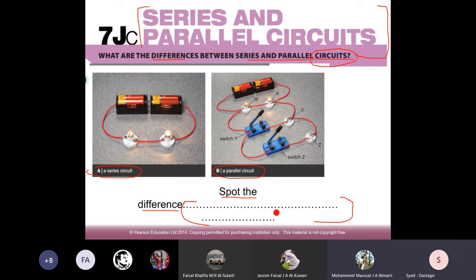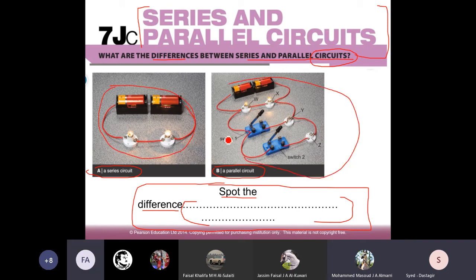You're not listening. In the box here, it says spot the differences. What differences do you see between this one and this one? The A and B.